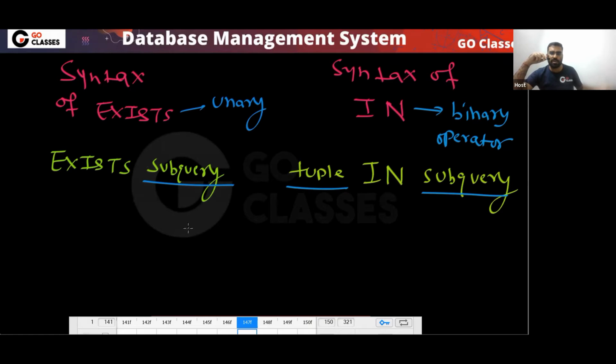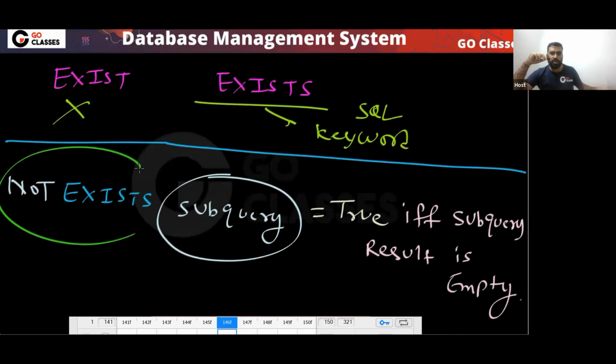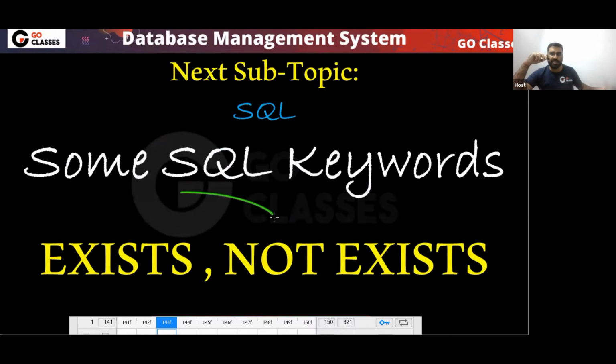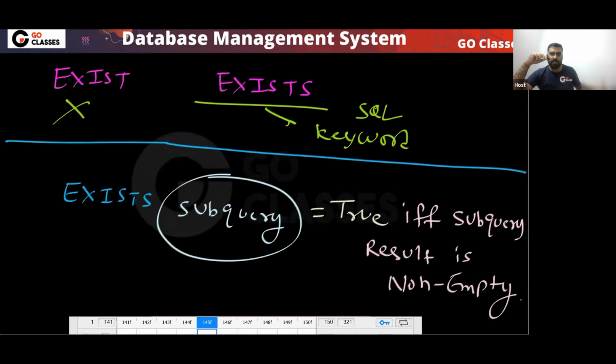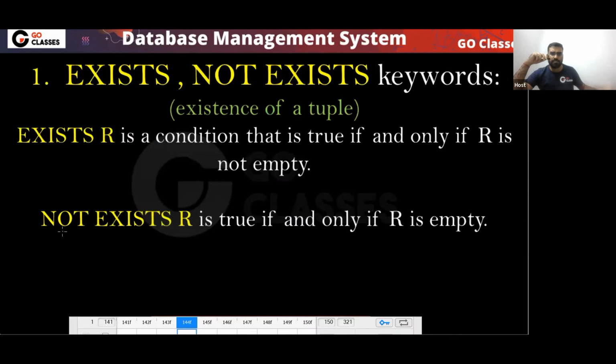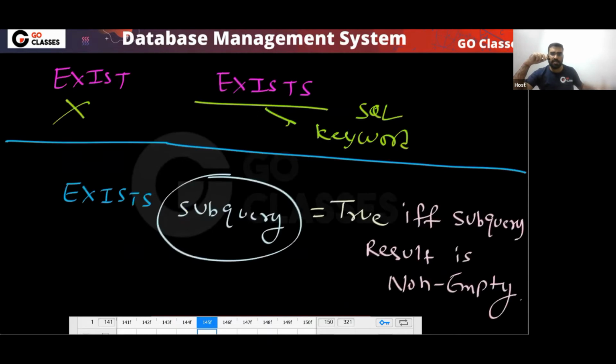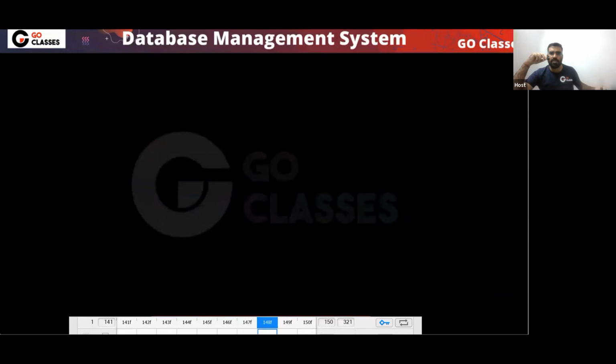Remember here you have only one operand. So this will be true if there exists a tuple here. And this not exists will be true if there does not exist a tuple here. So this checks the emptiness. Exists and not exists check the emptiness of the relation, the emptiness of the subquery. Very simple, isn't it? So this not exists R and this exists R. Okay, now let's move on.